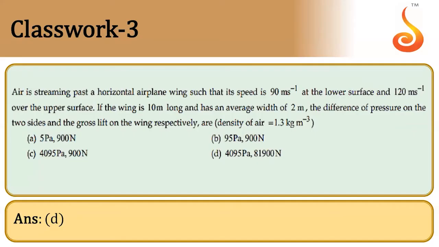See, this air is streaming past a horizontal aeroplane wing such that its speed is 90 meters per second at the lower surface and 120 meters per second over the upper surface. So if the wing is 10 meter long and has an average width of 2 meter, that means now you can calculate the area of the wing. Area of the wing is length into breadth, that is 20 meters square. The difference of pressure on the two sides and gross lift on the wing will be.